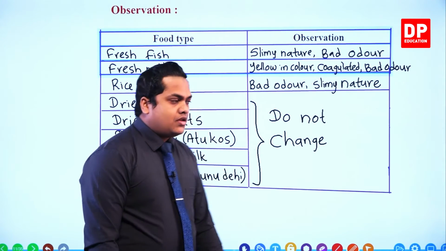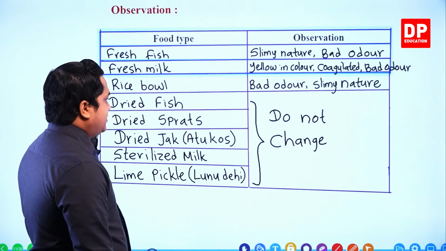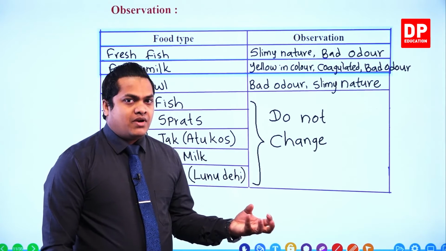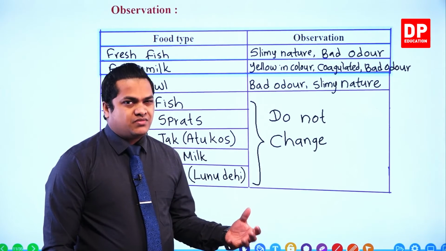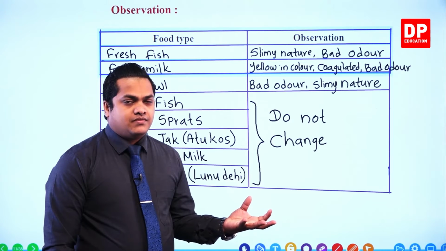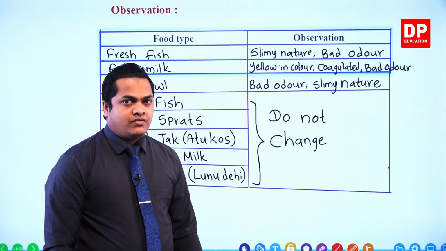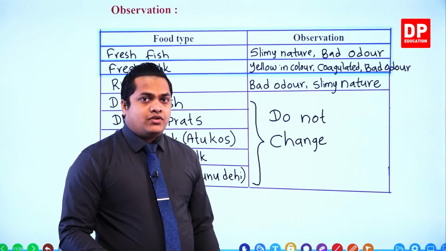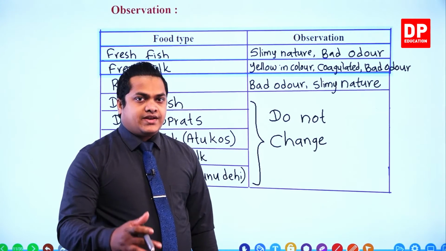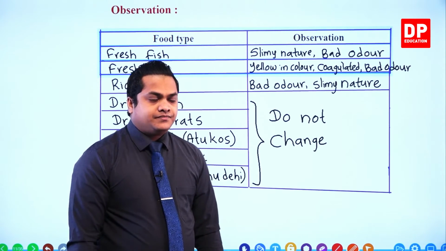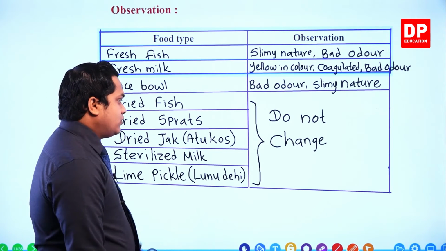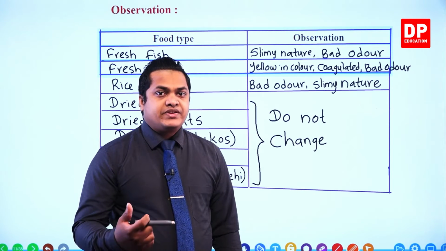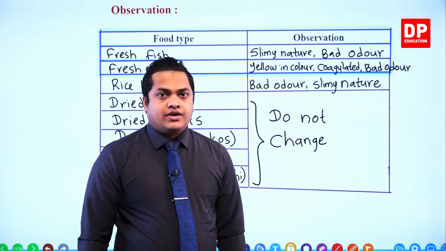Why is that? Because dried fish, the name itself mentions dried fish. We are drying fish by adding several salty items, salt especially, in order to preserve. So this is a preserved food item. We can keep it for a longer time period. Dried spreads, same thing. We add salt and we dry it. Dried jack or atukos, same thing. We dried it and we preserve it. We can keep these things for a longer time period.